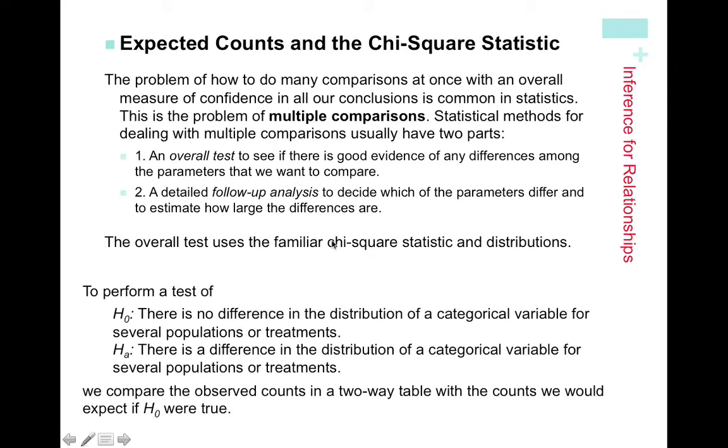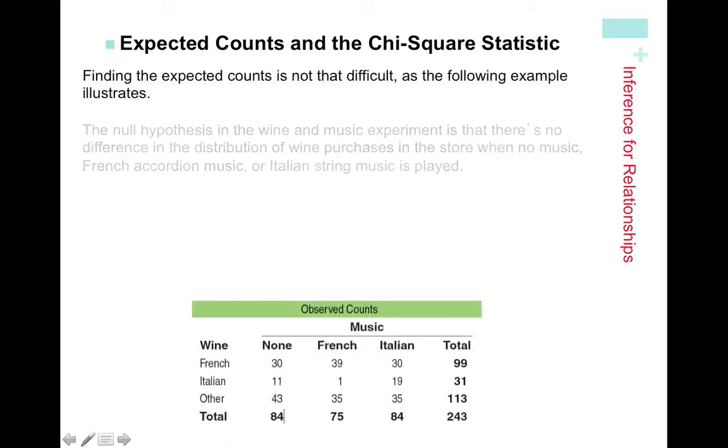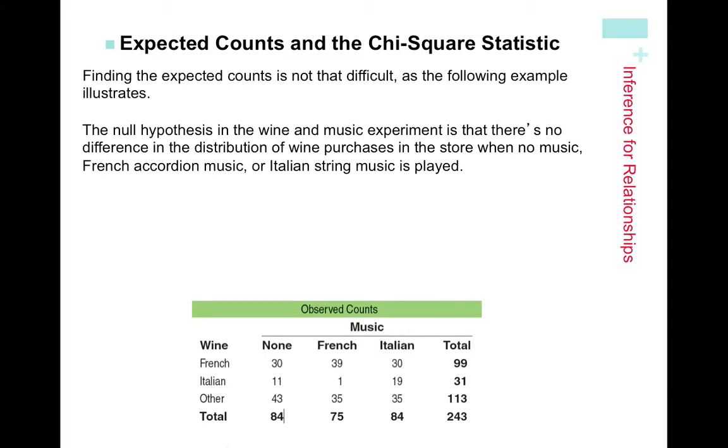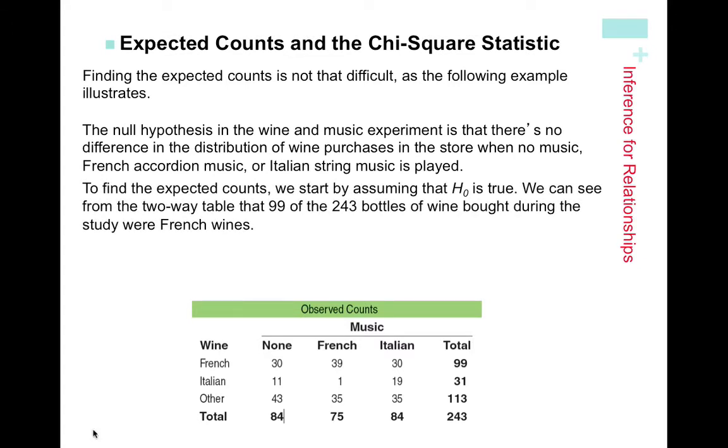So we're still going to go back to our chi-squared. The generic form of the null is that there's no difference in the distribution of a categorical variable for several populations or treatments. And the alternative will say that there is a difference in the distribution. So the null is always the hypothesis of no difference. Here, the null would be that there's no difference in the wine purchased across the different treatments.